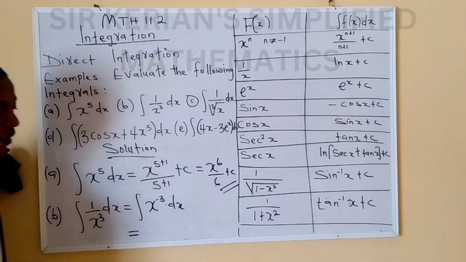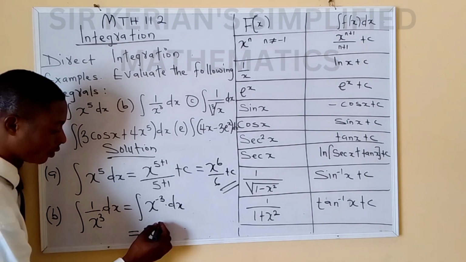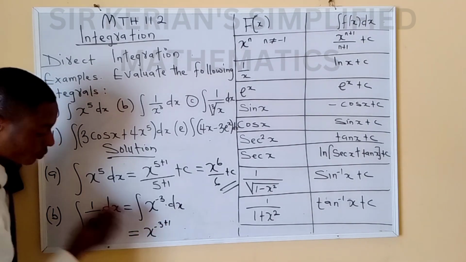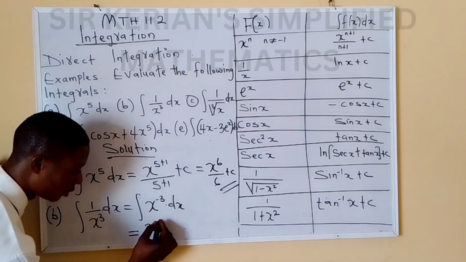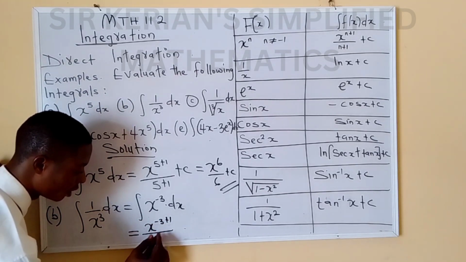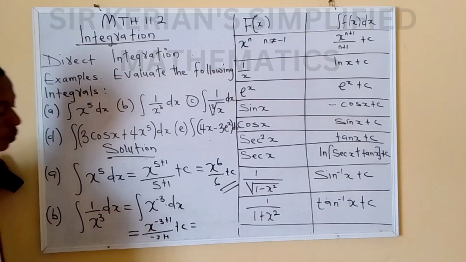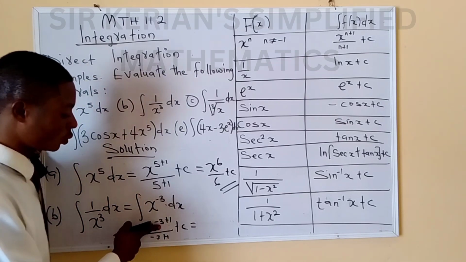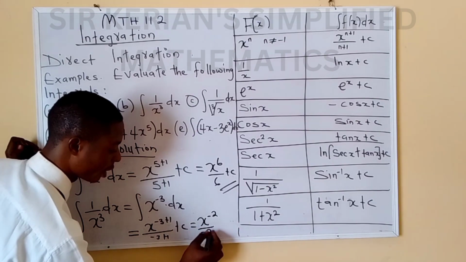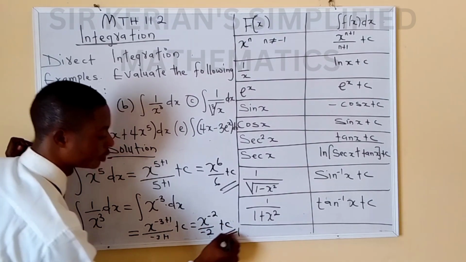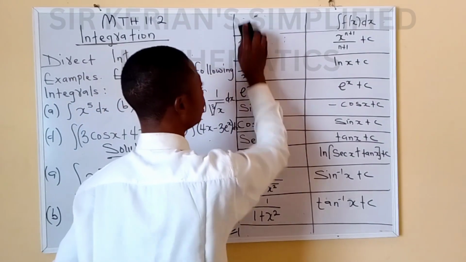To integrate now, we add 1 to the power, and we divide by the entire new power. So this will be x raised to the power of minus 3 plus 1, divided by minus 3 plus 1, plus the constant c. Minus 3 plus 1 is minus 2. So this will be x raised to the power of minus 2 divided by minus 2, plus c. That is our integral. I can clean this so that we can continue.